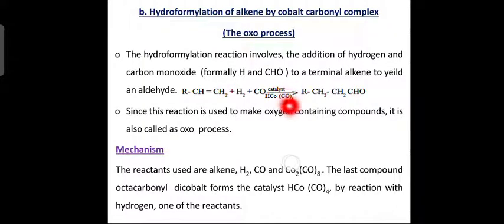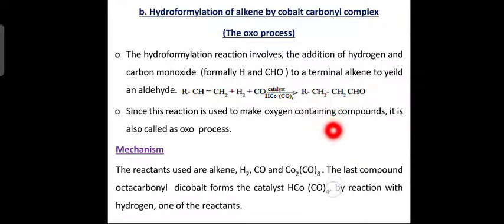Since in this reaction they make oxygen-containing compounds, it is also called the oxo process. You can see here in the reactant alkene there is no oxygen, whereas in the product aldehyde you will find what? Oxygen, correct? Therefore, it is also called the oxo process. Oxygen is added to the alkene molecule, the reactant molecule, to give an oxygen-containing product. Now, what is the mechanism of this reaction?